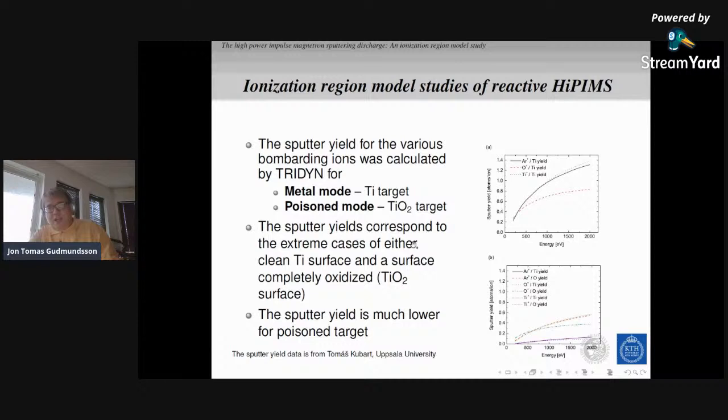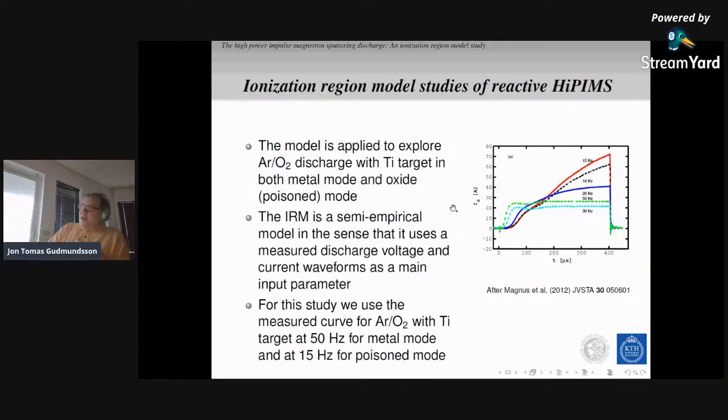So I said that the model needs to have experimental data. So what we did is, for these two extreme cases, we used on one hand for the metal mode the 50 Hertz curve, and for the poison mode, we used the 15 Hertz curve as the input to the model. So here are the results.